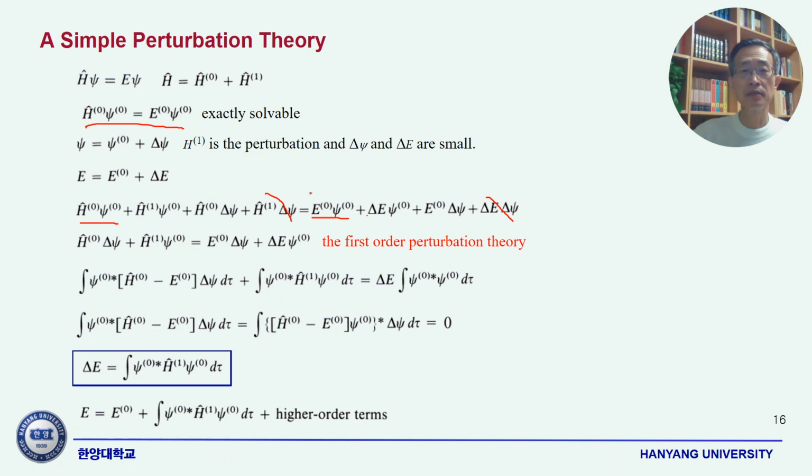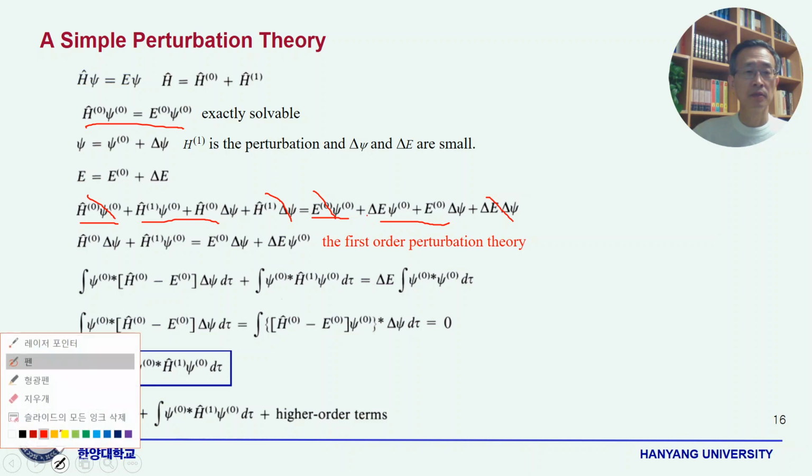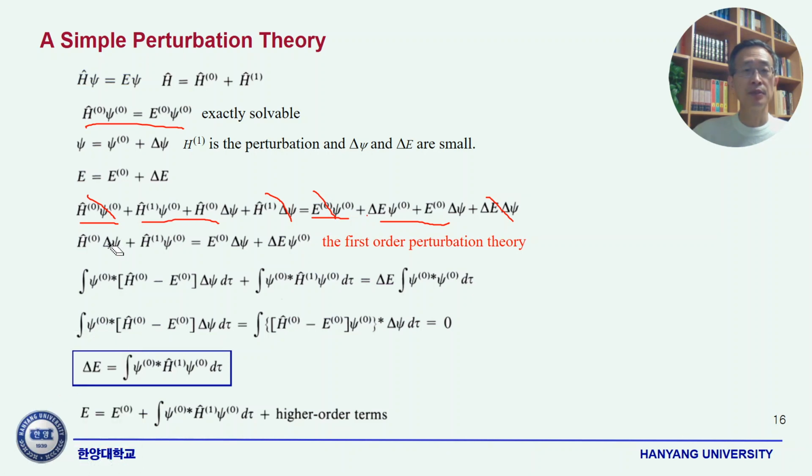And this also canceled each other. And so 2 terms left here and another 2 terms left there. So what we have here is just these 2. And what we can do is we are going to get delta E. And what we do is that multiply from left hand side with psi naught star, just like this.